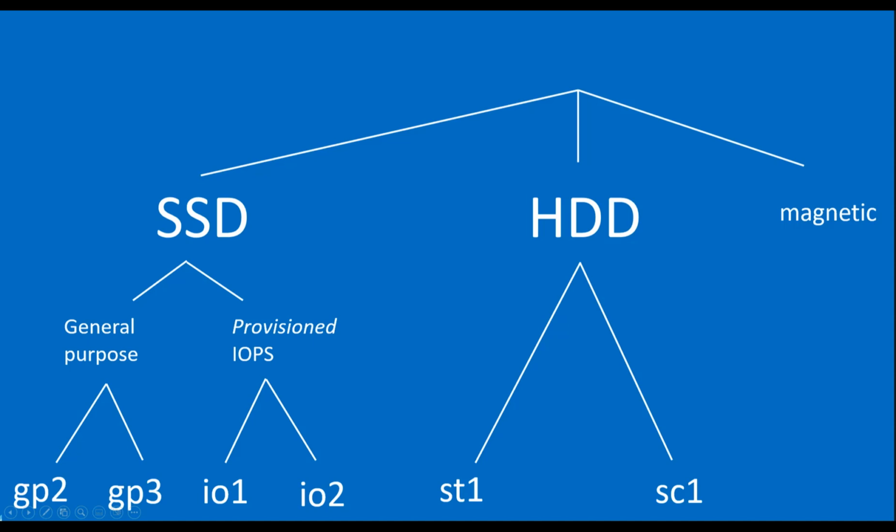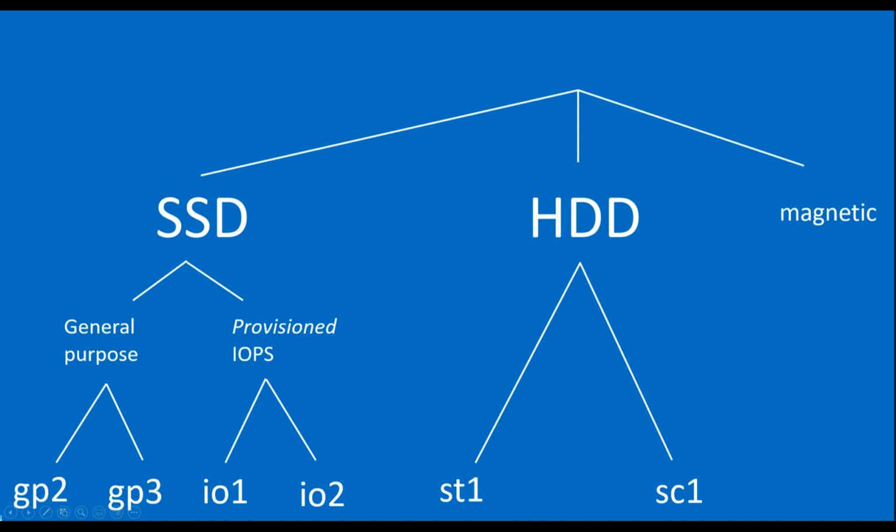Note, the ST1 and SC1 volume types are appropriate for frequent, sequential, as opposed to random reads and writes, such as you might see with data warehousing, extract, transform and load jobs, and elastic MapReduce applications. These volume types are not appropriate for random I/O. For that, GP2 is a better choice. End of note.